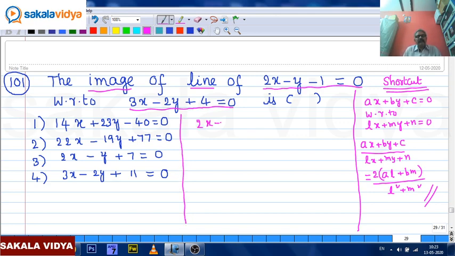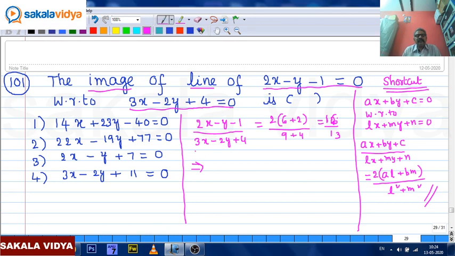So 2x minus y minus 1 upon 3x minus 2y plus 4 equal to 2 into 3, 6, minus 1 into minus 2, plus 2 into 2. This is 2 into al plus bm by l square plus m square, 9 plus 4. So this equals 16 upon 13, cross multiplication.